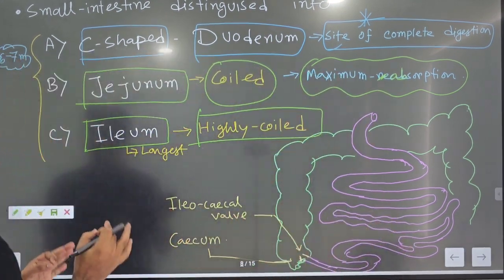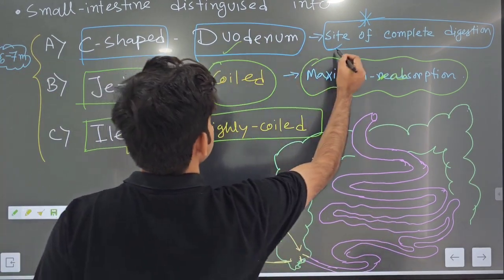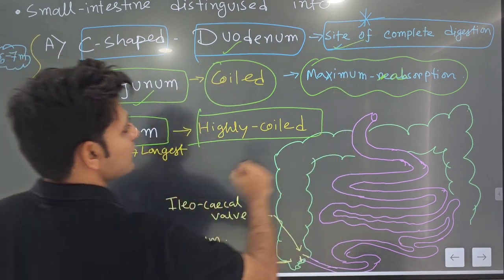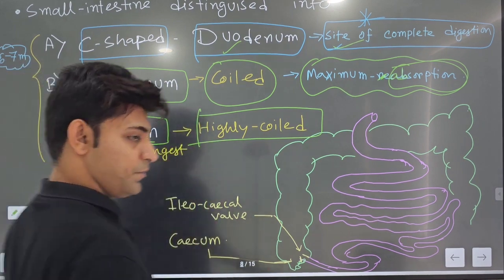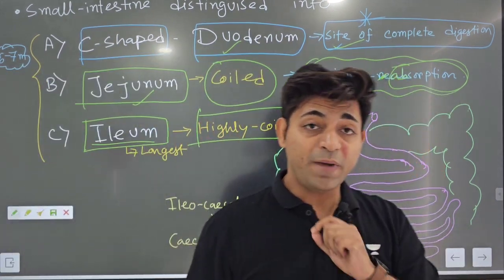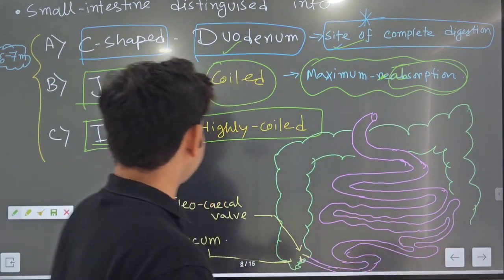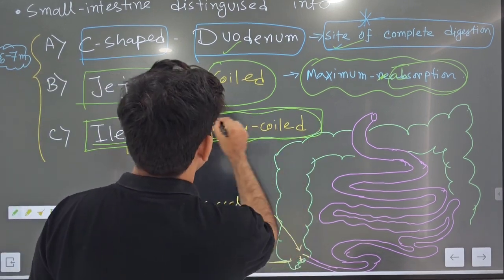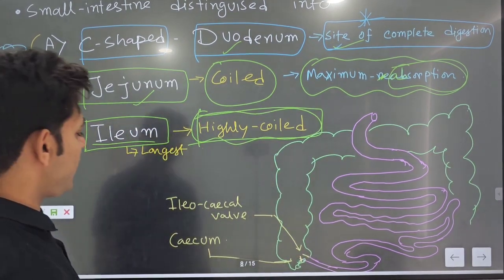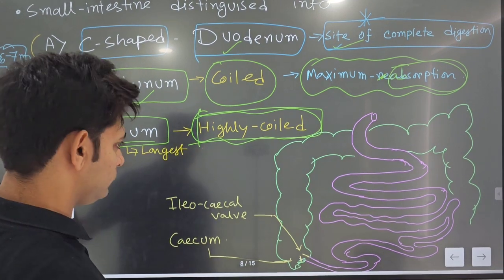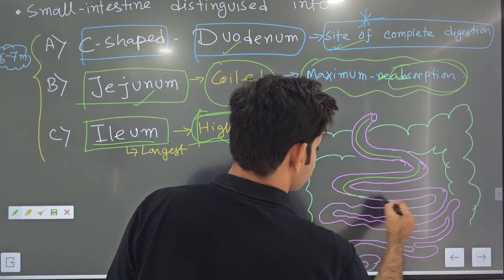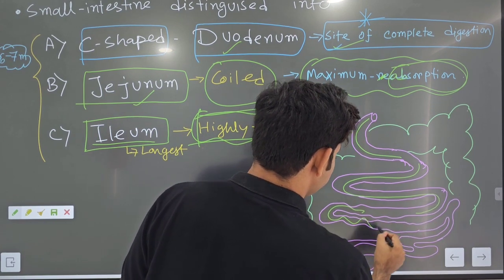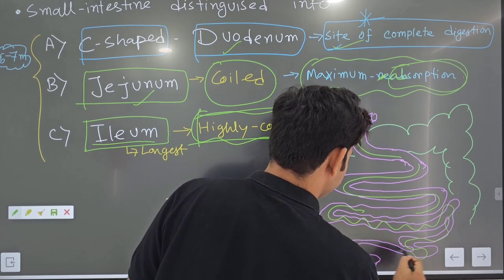So what are the things you want to remember? Duodenum is the site of complete digestion. Jejunum is the site of absorption, maximum absorption of food. Ileum is also a site of absorption, not maximum absorption, but it is highly coiled, meaning the longest part of small intestine. This is duodenum, this is jejunum, and this is ileum.